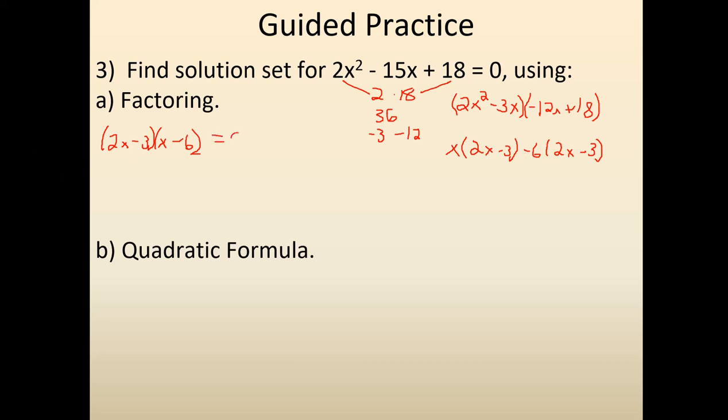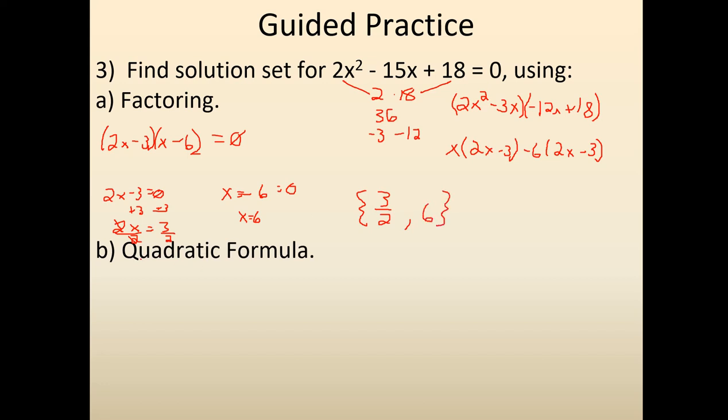Taking both of these and setting them equal to 0, I get 2x minus 3 equals 0, and x minus 6 equals 0. So doing the math here, I add the 3 over, and I get 2x equals 3. Divide both sides by 2, and I get 3 halves. Over here, I just add the 6 over, and I get x equals 6. So my solution set will be 3 halves and 6.